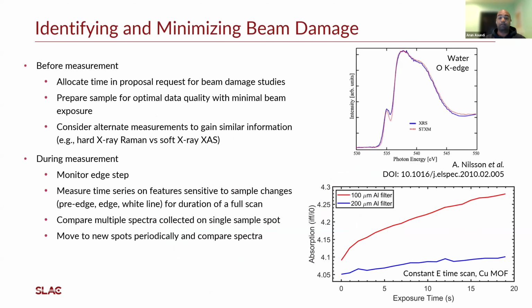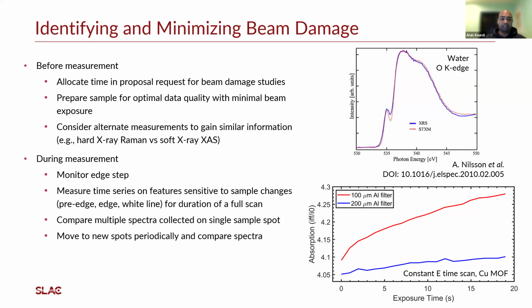Next, there are several steps that users should take to identify whether a sample is experiencing beam damage, and methods to mitigate it if it is. Before the measurement, the user should consider the possibility of beam damage and allocate time in their proposal request for beam damage studies, especially if the behavior of the sample is relatively unknown.